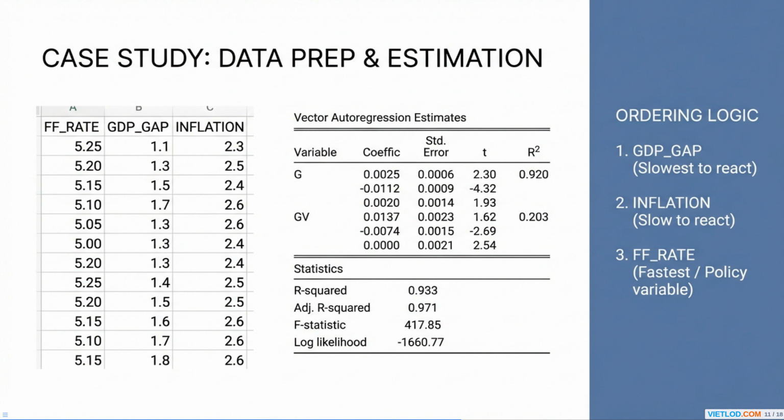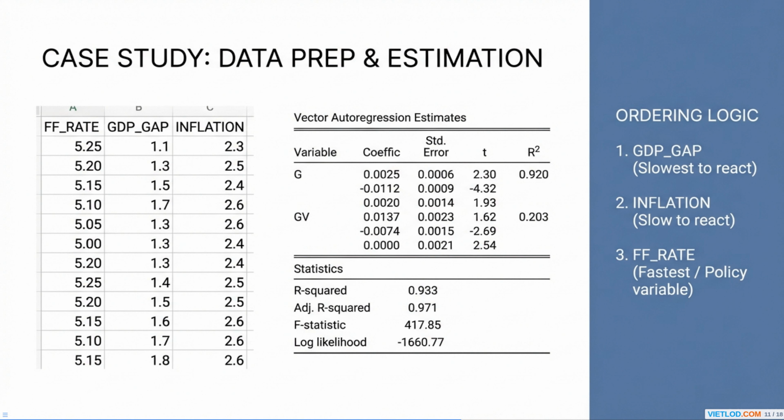For our case study, we're analyzing the effects of shocks using three key macroeconomic variables: the federal funds rate, or FF rate, the GDP gap, and inflation. The first step involves preparing our data and estimating a vector autoregression, or VAR, model, which is represented by the tables you see on the slide.